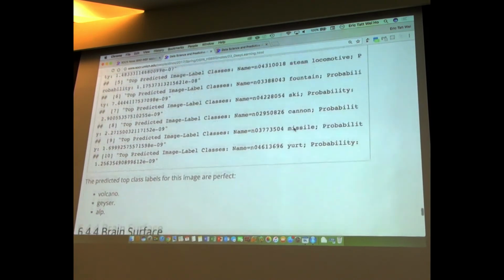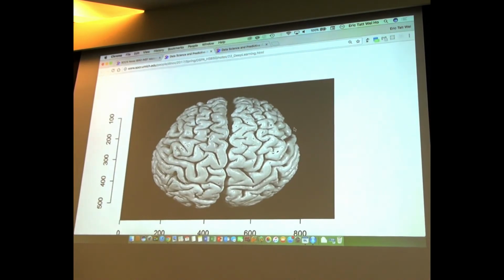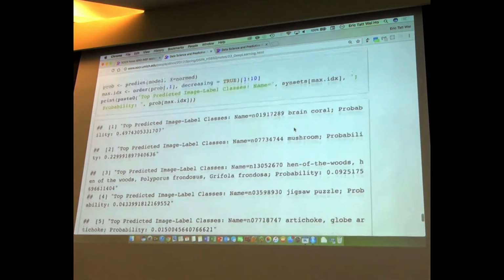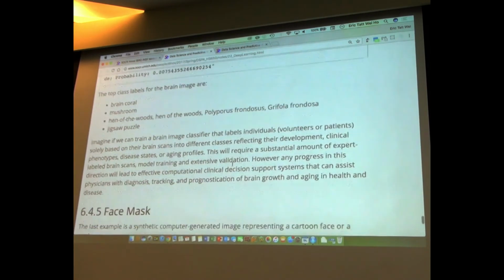Alps, well. And now here's the brain surface. Now look at this. Obviously, brain images are strange, right? This is not a brain image, it's a cortical surface reconstruction snapshot. So it classifies it as a brain coral. It obviously doesn't know any brains, but it says a brain coral, 50% likelihood. The next one is a mushroom. Yeah, it is mushroomy. And various other things with lower probability. Not too bad for this one.